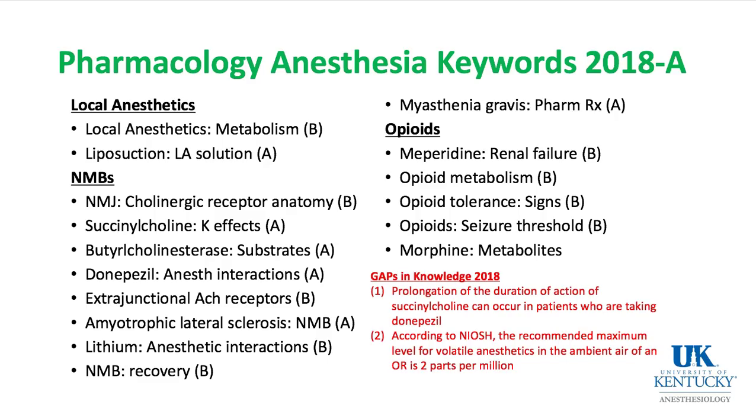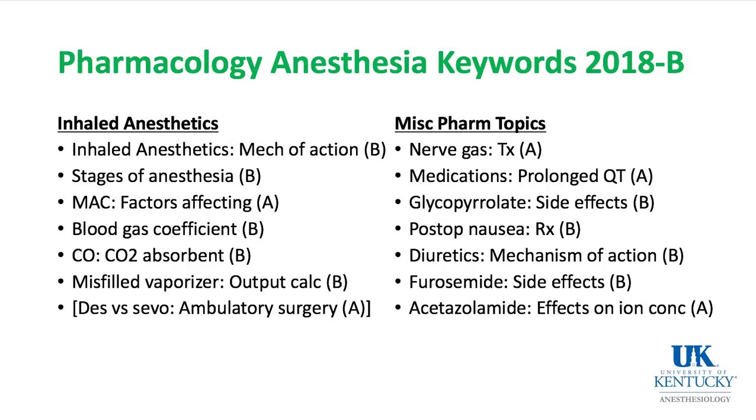The recovery patterns of neuromuscular blockade, myasthenia gravis and treatment with pyridostigmine. Opioids, how they're broken down, what happens with renal failure, problems with seizures potentially, how it can reduce seizure threshold, some of the metabolites of morphine.